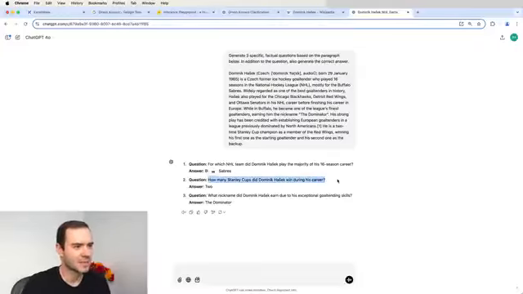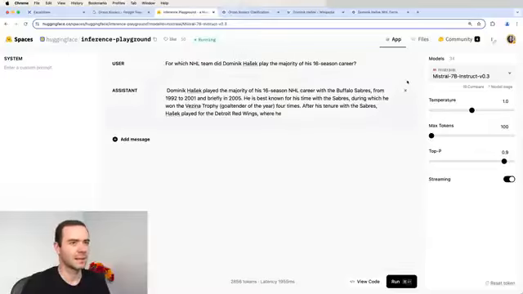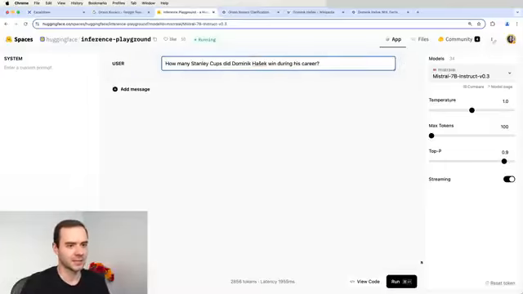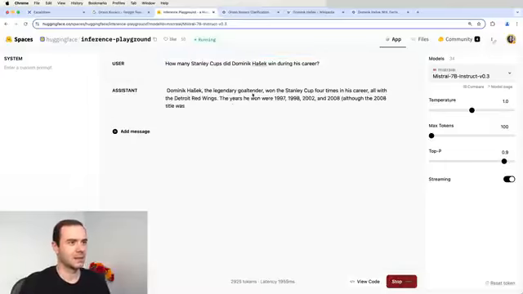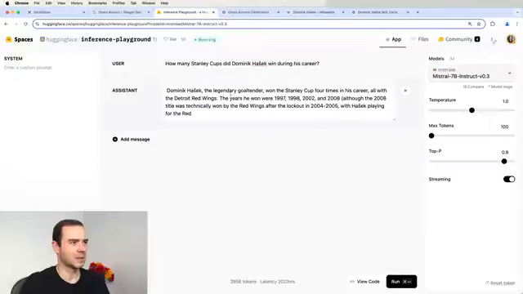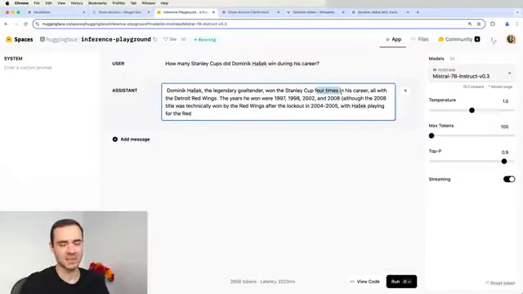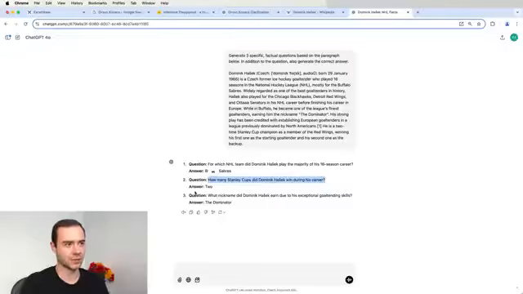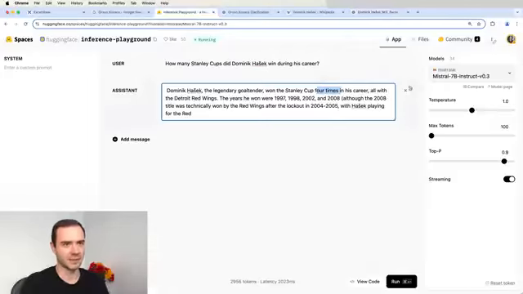How many Stanley Cups did he win? Again, let's interrogate the model about that, and the correct answer is 2. Here the model claims that he won 4 times, which is not correct, right? It doesn't match 2. So the model doesn't know, it's making stuff up.